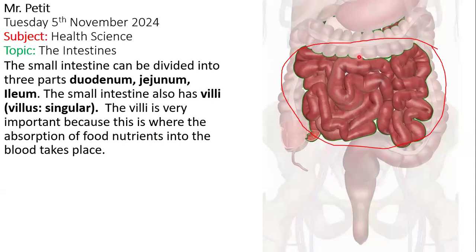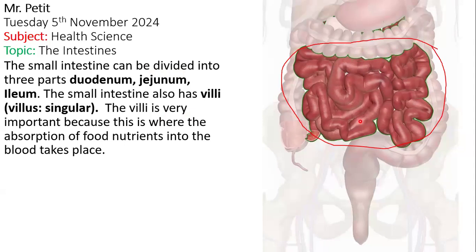So which one is longer, the large intestine or the small intestine? The small intestine. The small intestine is longer. That's why it's folded up so that it could fit. All right. I would argue this is one of the most important organs in your entire body. Someone says, oh, you're lying, Mr. Petit. How is that one of the most important? It is very important. The reason why it's important is because this is where the absorption of nutrients takes place.